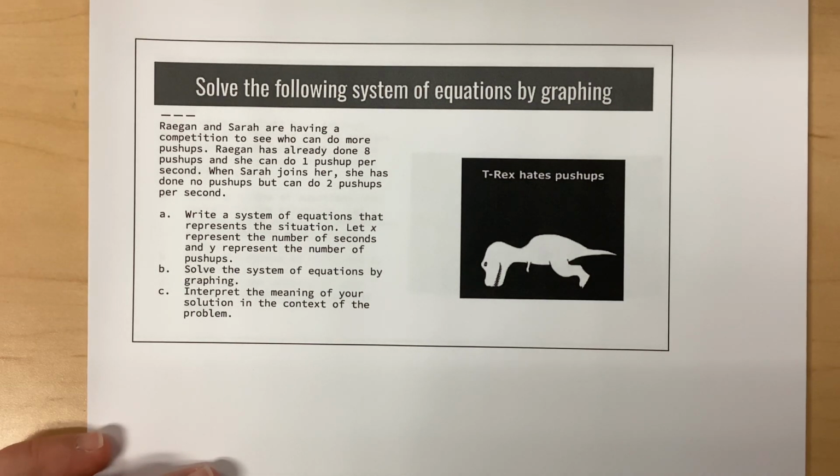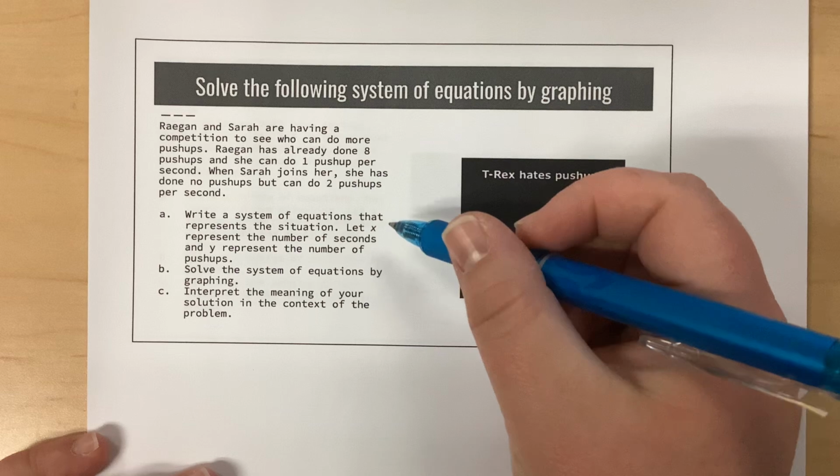more push-ups. Reagan has already done 8 push-ups, and she can do 1 push-up per second. When Sarah joins her, she has done no push-ups, but can do 2 push-ups per second. All right, so first off, we have to write a system of equations that represents the situation.